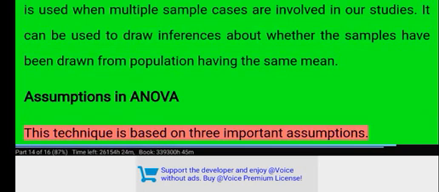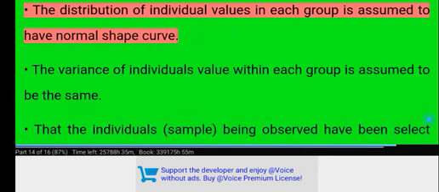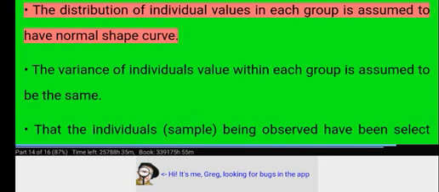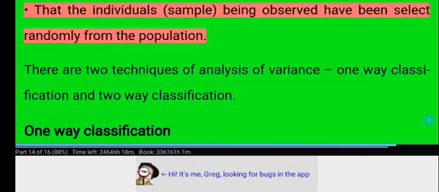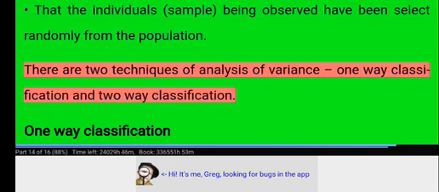Assumptions in ANOVA. This technique is based on three important assumptions. The distribution of individual values in each group is assumed to have a normal shape curve. The variance of individuals' values within each group is assumed to be the same. The individual samples being observed have been selected randomly from the population. There are two techniques of analysis of variance: one-way classification and two-way classification.